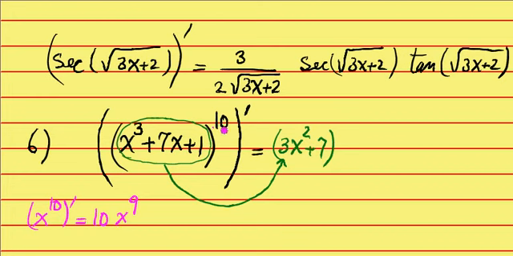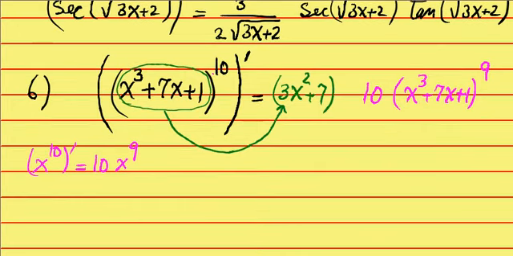Now my exterior function is this item raised to power of 10. The derivative of it is going to be 10 what? 10. That power function has to be applied to the interior. So I write x cubed plus 7x plus 1. That is the value of the interior function. It has to be raised to power of 9.